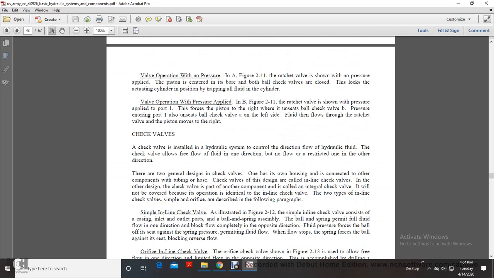Valve operation with no pressure. Figure 211 shows the ratchet valve with no pressure applied, the piston centered in the bore, and the balls of the check valves closed. This locks the actuating cylinder and piston by trapping all fluid in the cylinder.